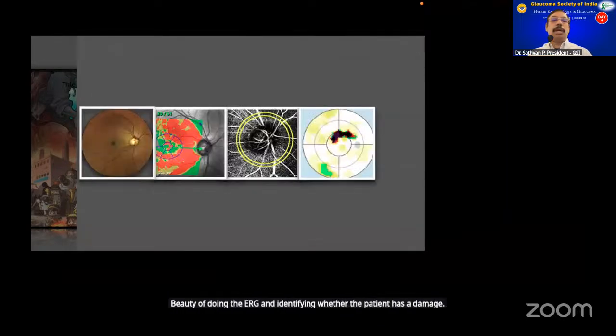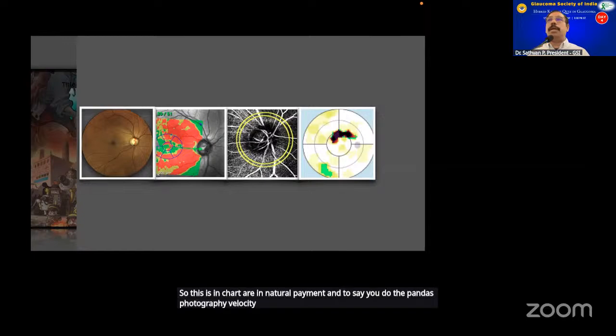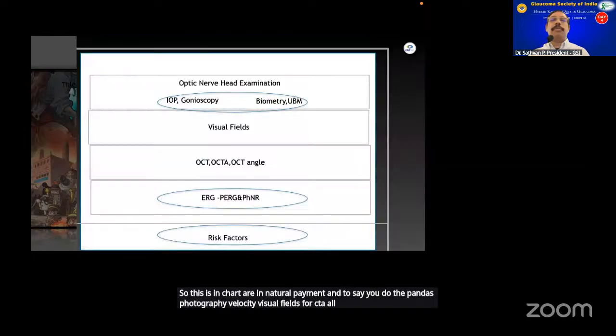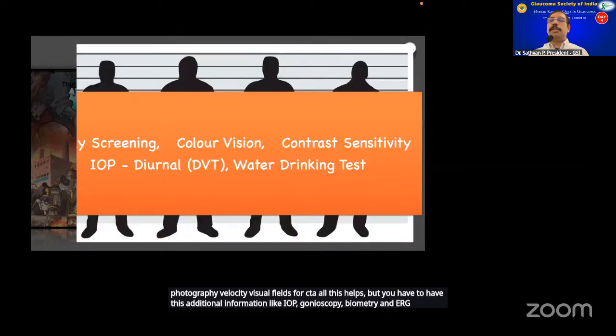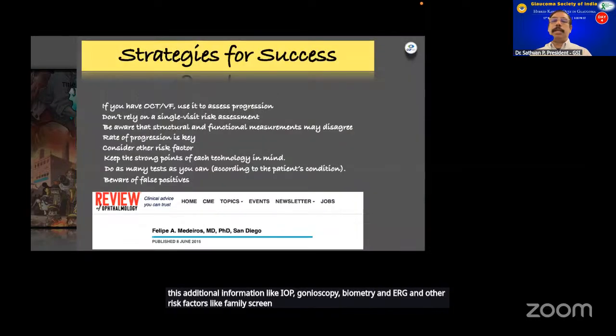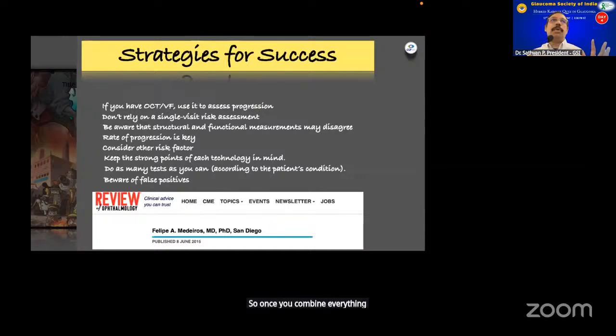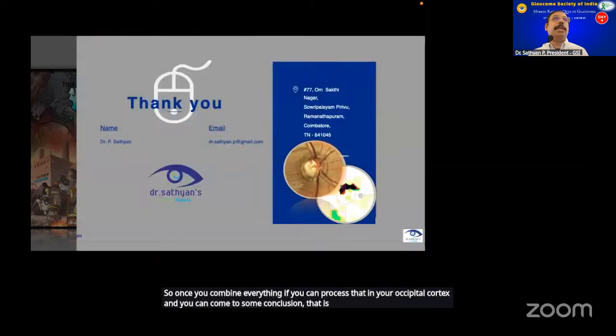So in a nutshell, if I want to say, you do the fundus photography, OCT, visual fields, OCTA, all this helps, but you have to have additional information like IOP, gonioscopy, biometry, ERG, and other risk factors like family screening. Once you combine everything, if you can process that in your occipital cortex and come to a conclusion, that is how you can really help patients in treating glaucomatous eyes. So thank you so much for your patient listening.